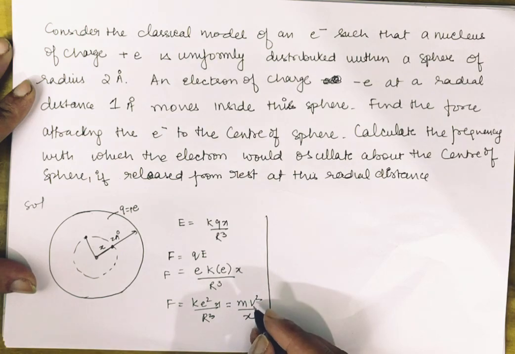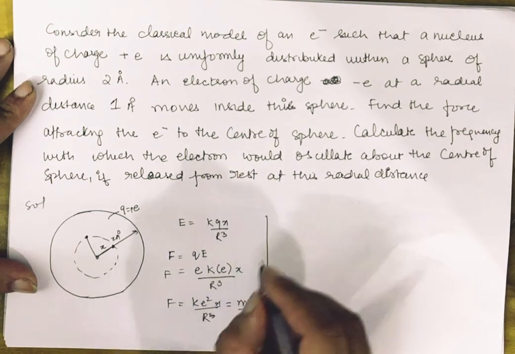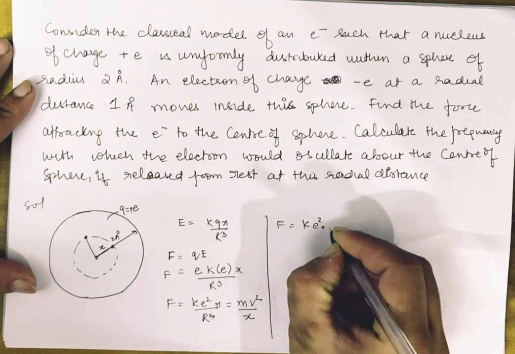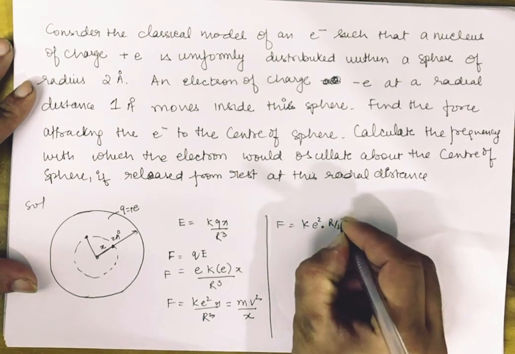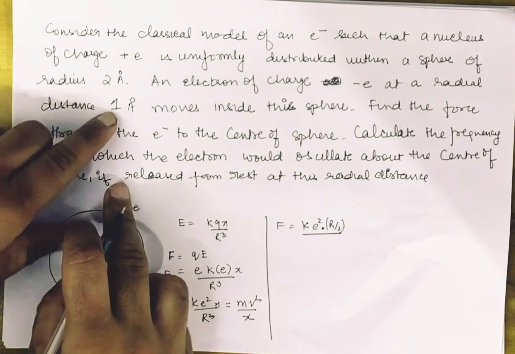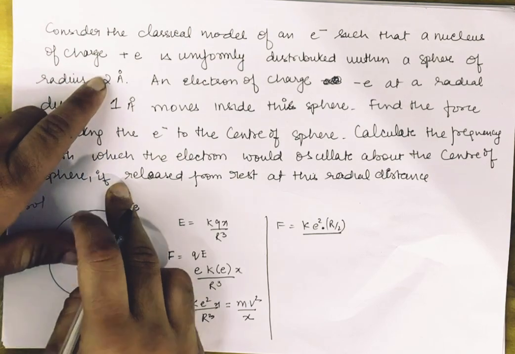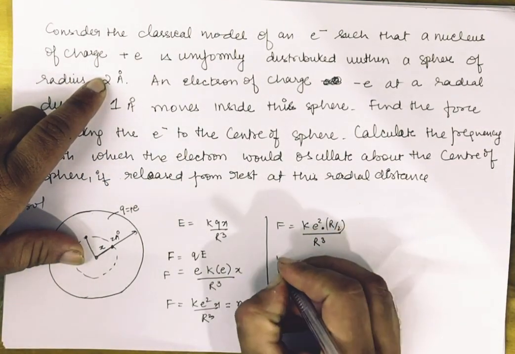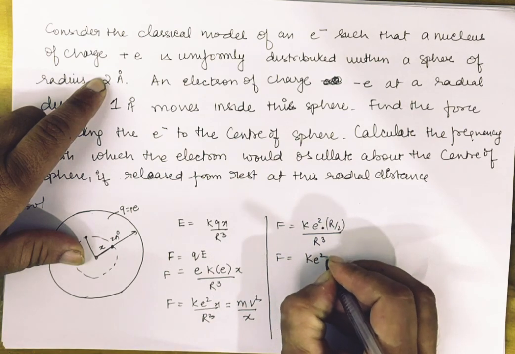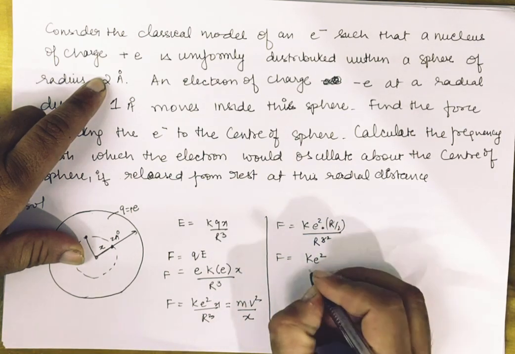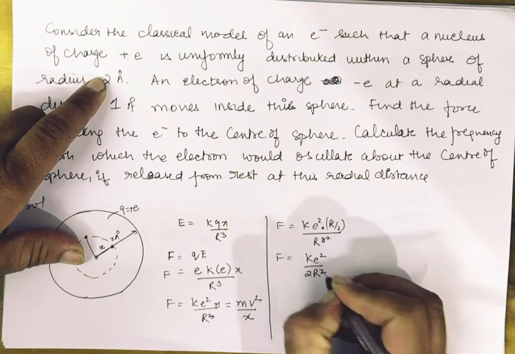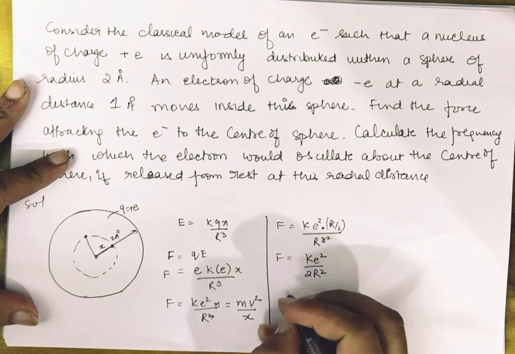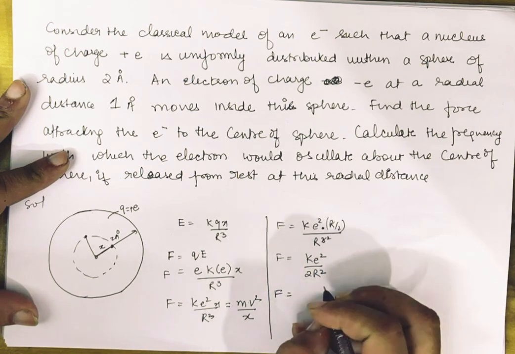I will find omega later, but first let's find the value of this expression, ke square x by r cube. Here x is r by 2, because they are giving us a distance of 1 angstrom and the entire radius is 2, and this is r cube. So you can cancel one r, and we have ke square by 2 r square. That is the force expression, and let us find the value of it.